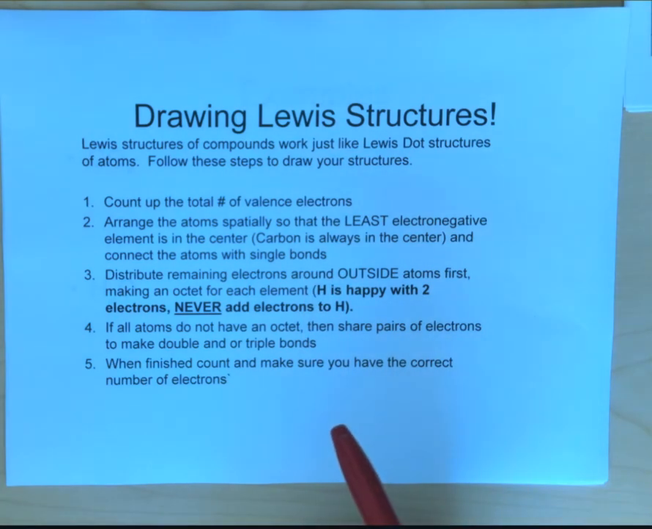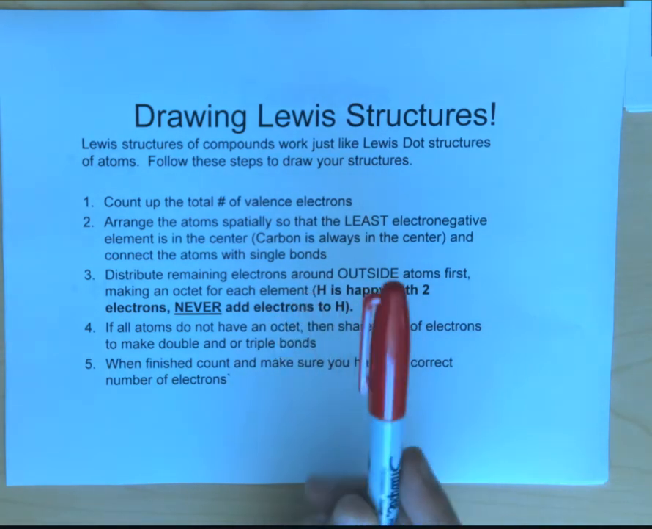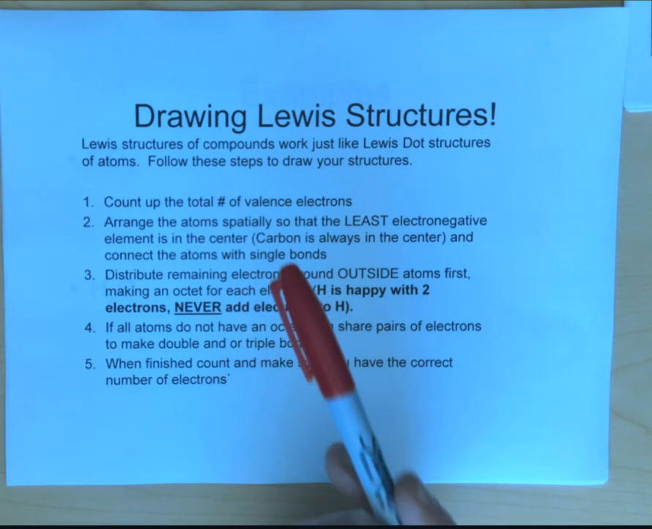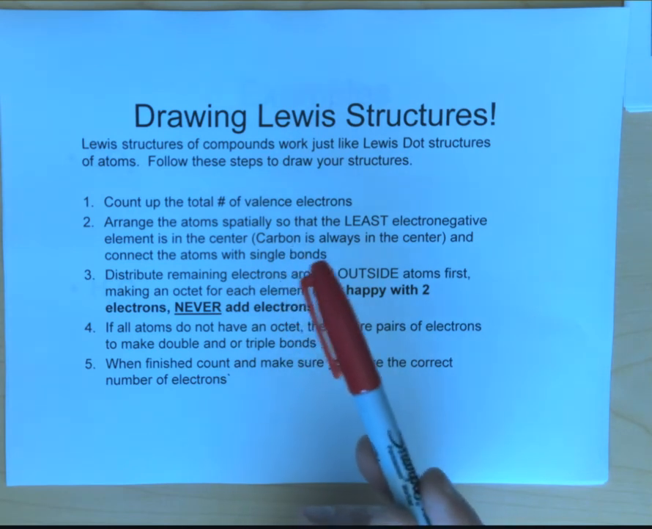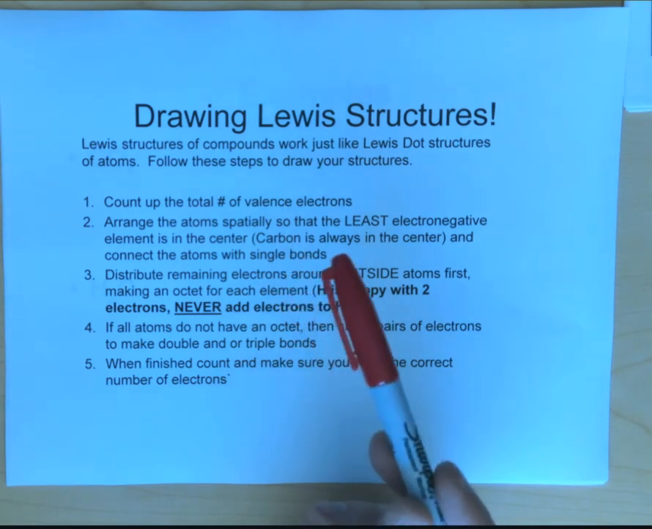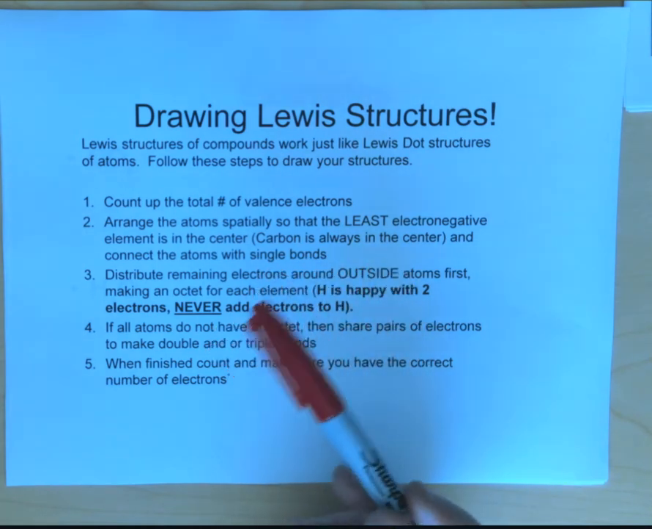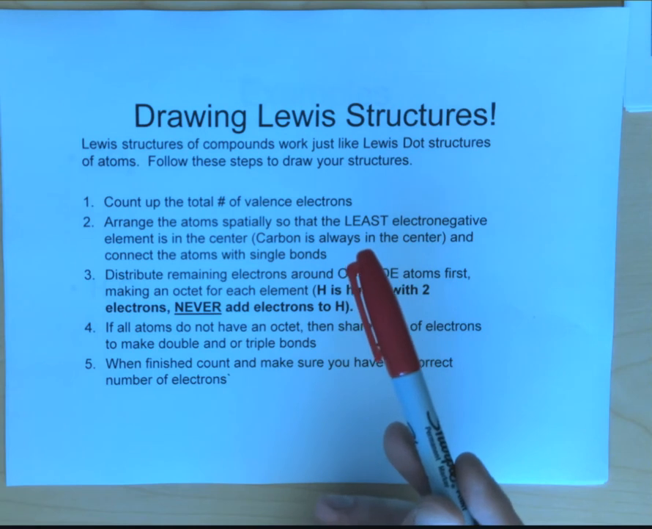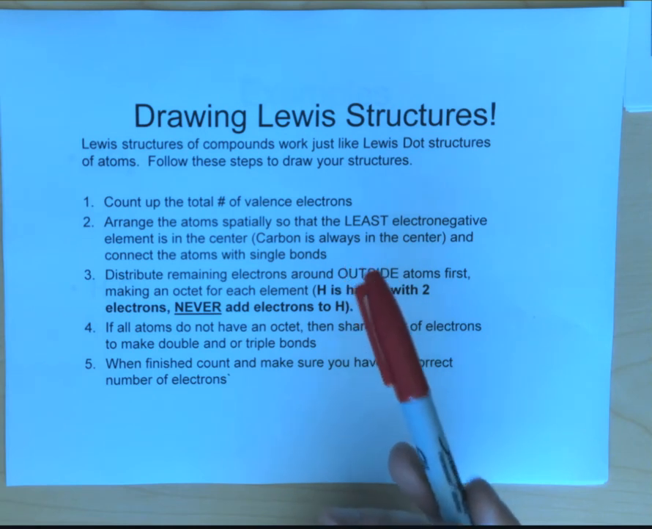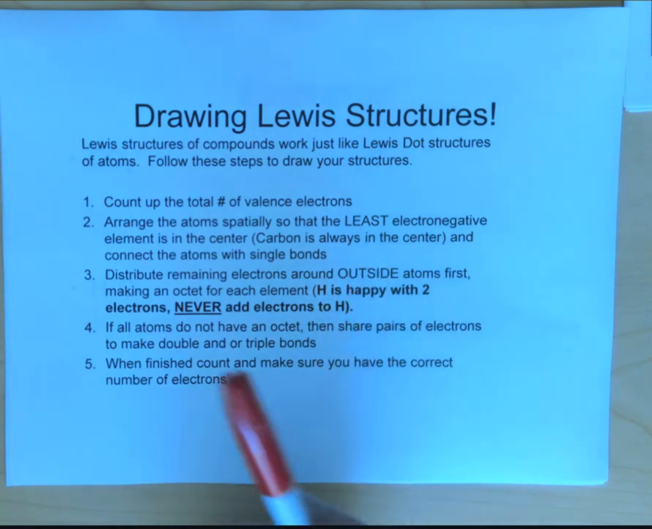Now, as we learned in discussion 3.1, all of the bonds between the atoms will consist of two electrons. One electron from one atom, another electron from the other. So for each single bond we count, it's going to consist of two electrons.